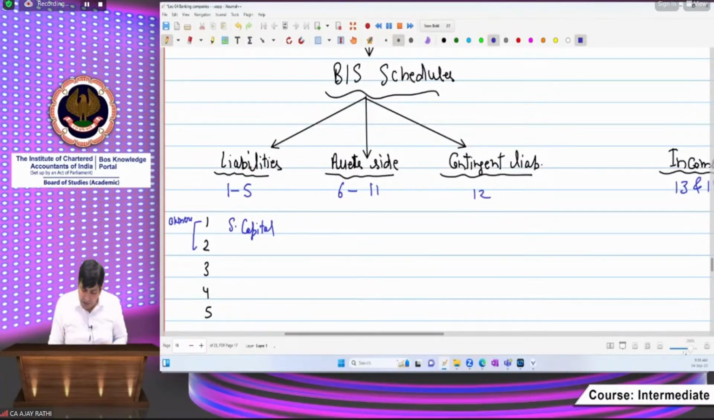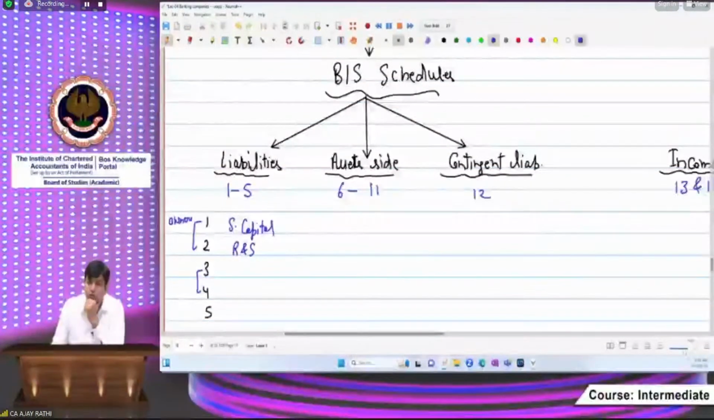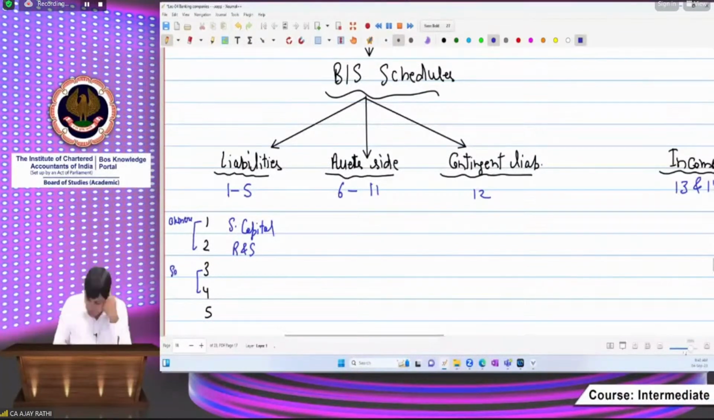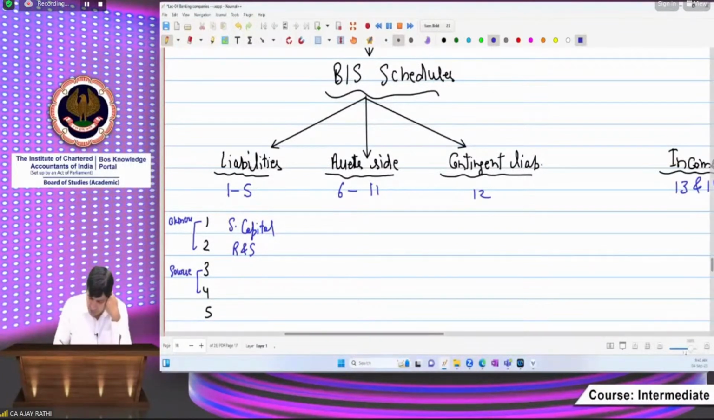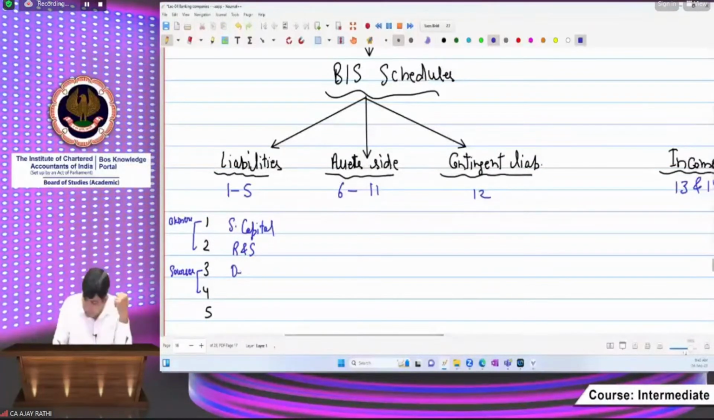Okay, beta. Share capital. Then another point is also there, that is reserves and surplus. And then 2 more things are there. Those are the main source of collection from the public. That is the main source. What are the sources, beta? Deposits and borrowings. How easy it is.